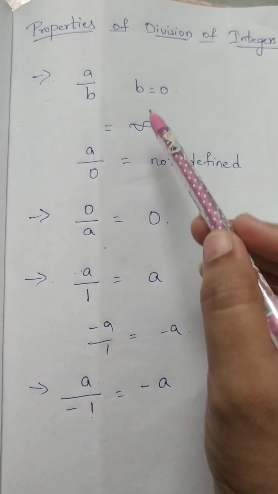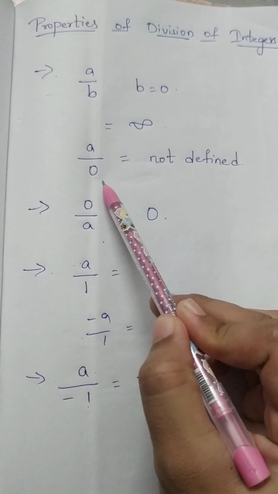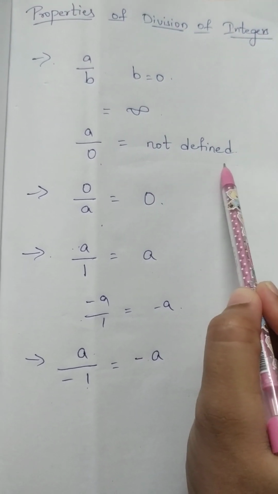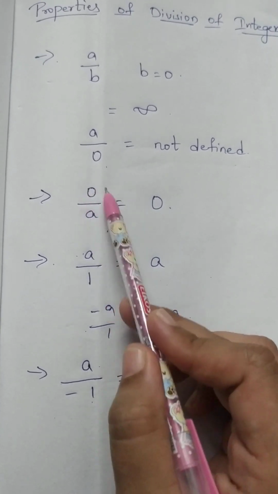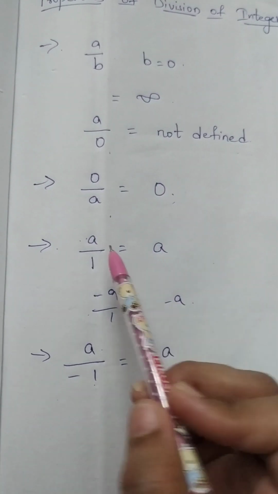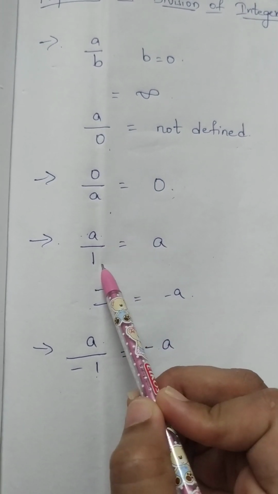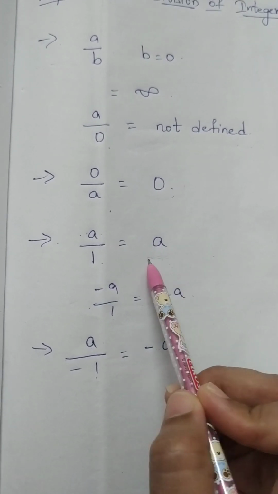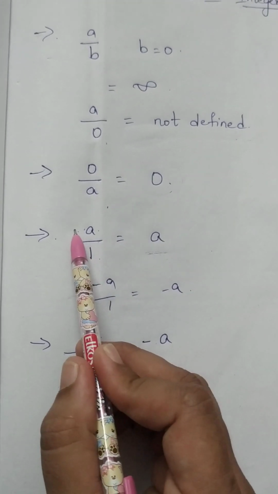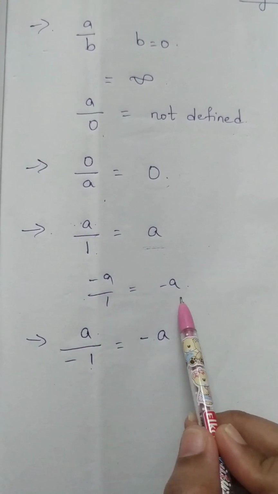You have to learn that when the denominator is 0, the answer is not defined. That means you cannot divide such kinds of things. When the numerator is 0, the answer is 0 itself. Don't bother about the denominator. When any integer is divided by 1, you get the integer itself. Whether it is positive, you get positive. If it is negative, you get negative.